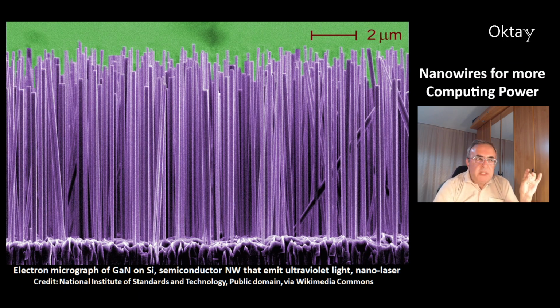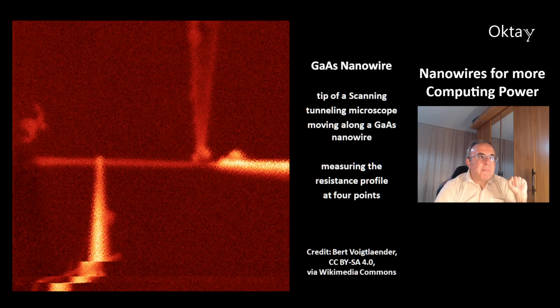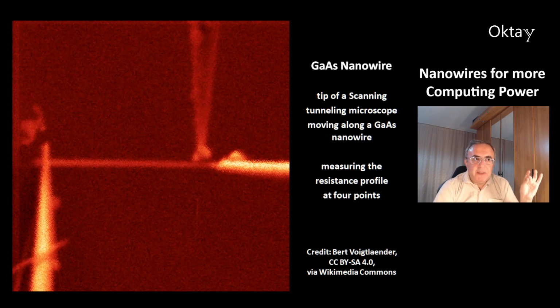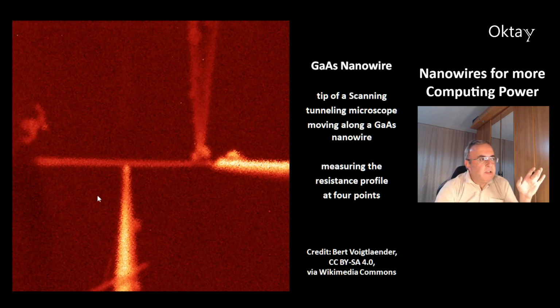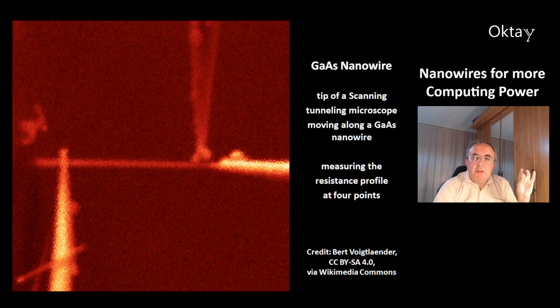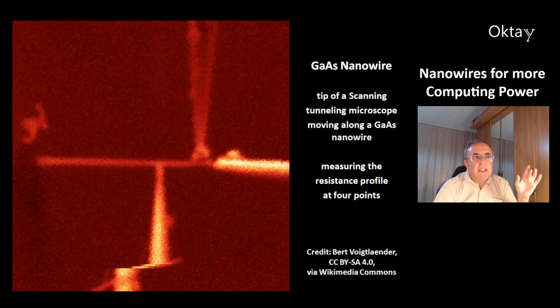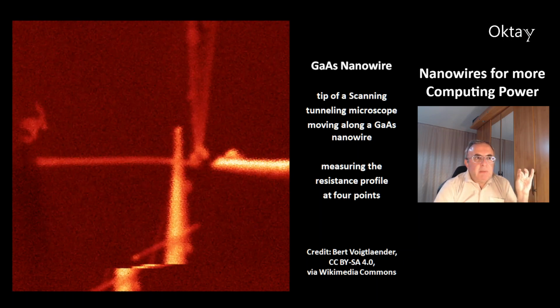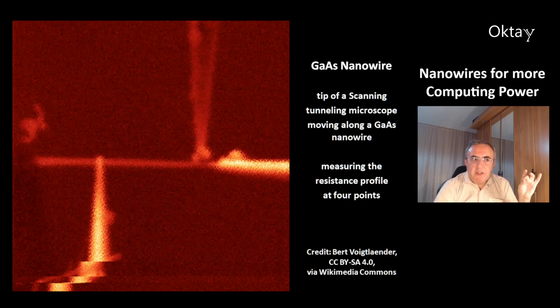This is the electron micrograph of gallium nitride on silicon. This is a semiconductor nanowire that can emit ultraviolet light, and this is a potential application for nanolasers. This is very impressive. That's a gallium arsenide nanowire. You can see the bottom here, and the tip of a scanning tunneling microscope moving along the gallium arsenide nanowire and measuring the resistance profile at 4 points.